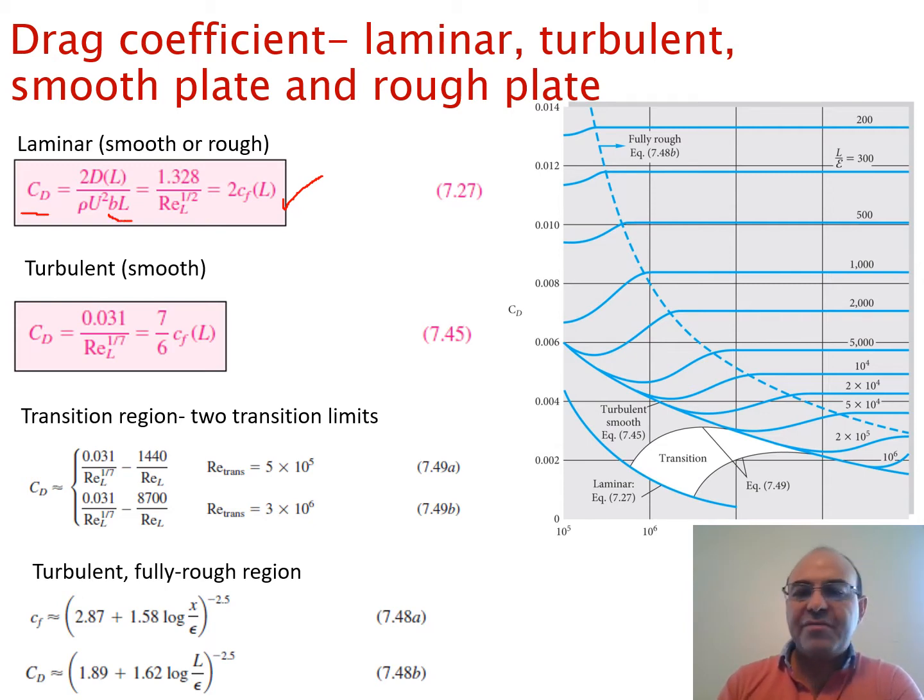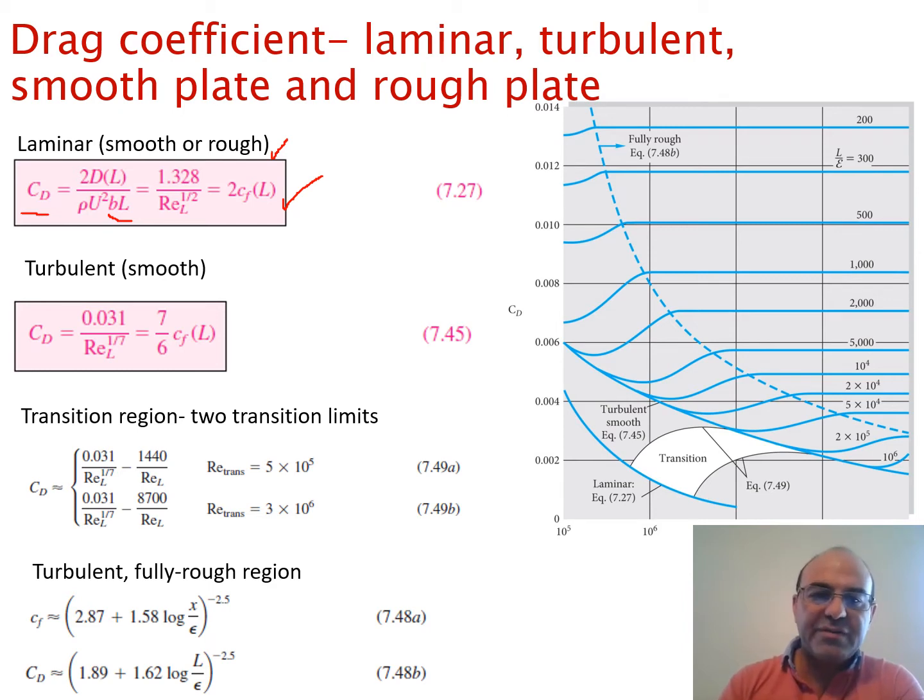So for laminar flows, similar to the flow inside the pipe, internal flows, this equation for CD is valid for both smooth or rough plates. Because the flow is laminar, the roughness does not affect the friction, does not affect the drag, because the laminar layer of the flow covers up the roughness. In the case of a turbulent flow, roughness has an effect.